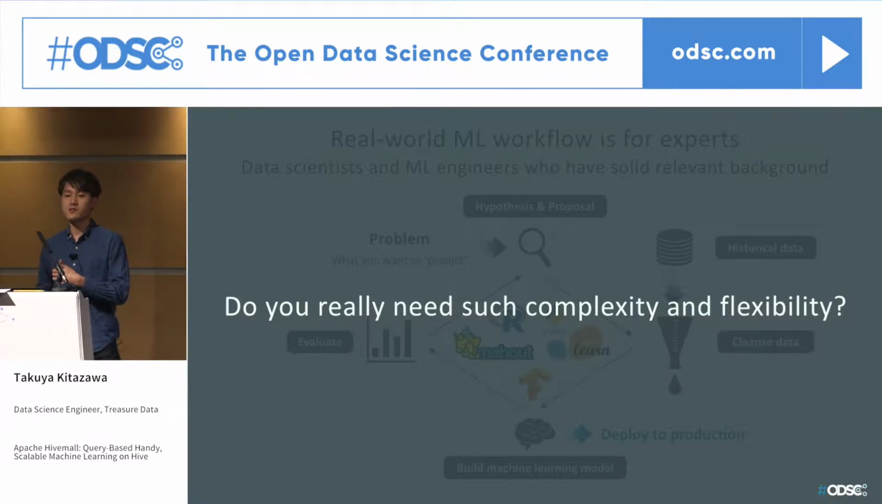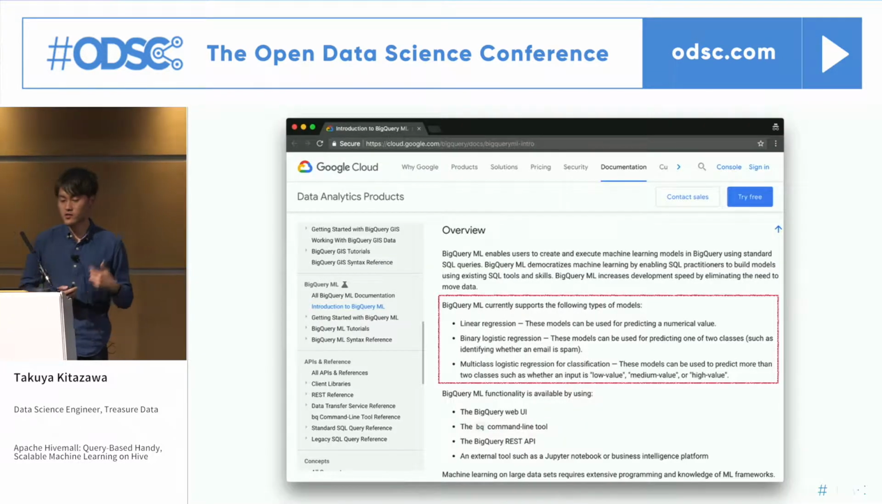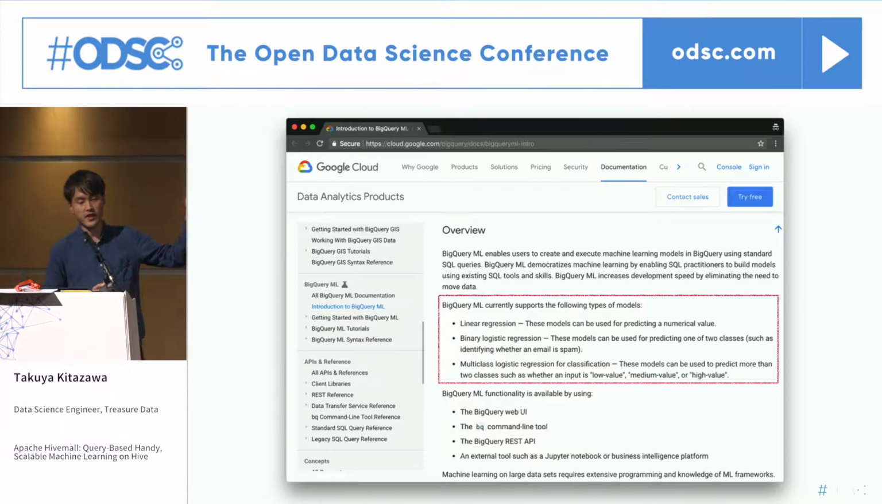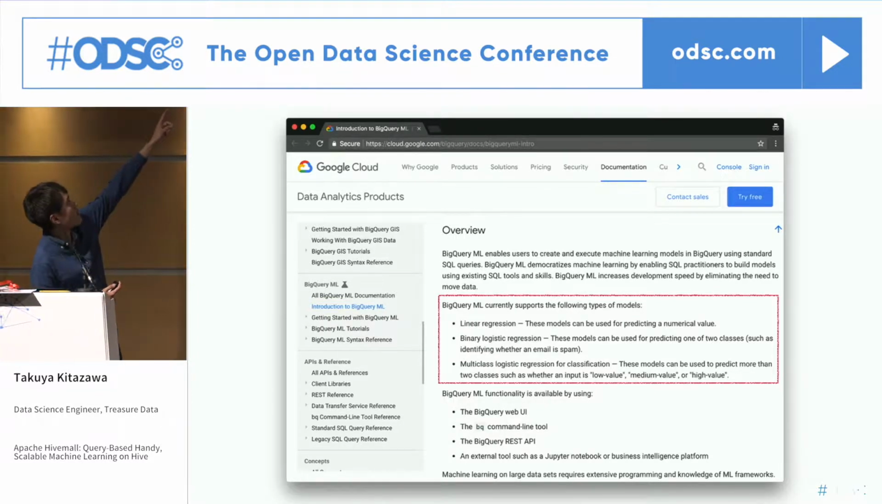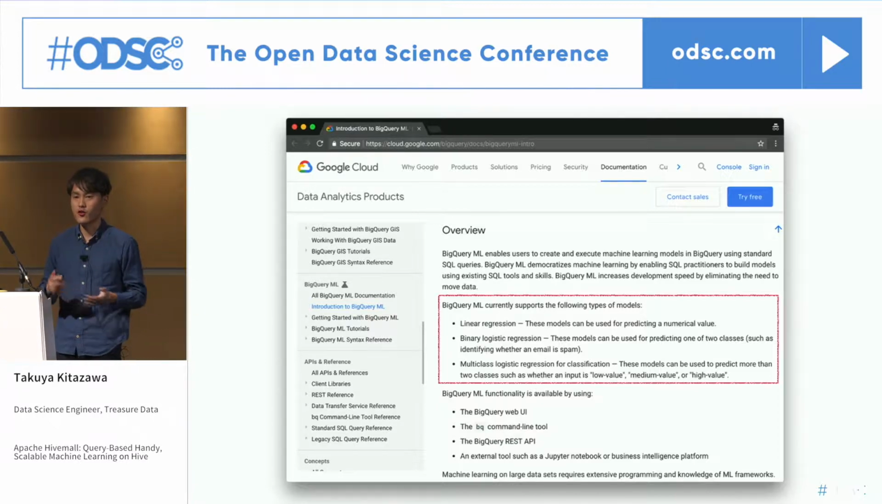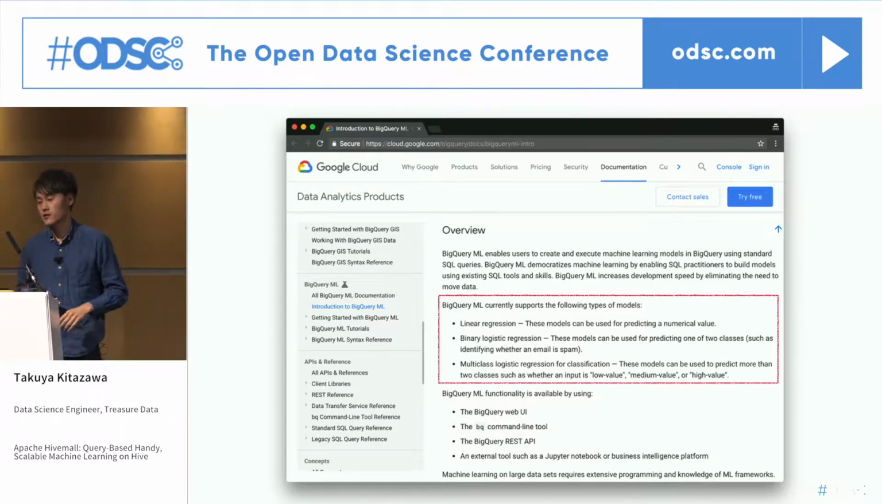In terms of the simplicity of algorithm, there are some examples here. So this is an example from the Google BigQuery ML. Their documentation says, all right, BigQuery ML currently supports linear regression and binary logistic regression and multi-class logistic regression. That's it. There's no deep learning stuff here.